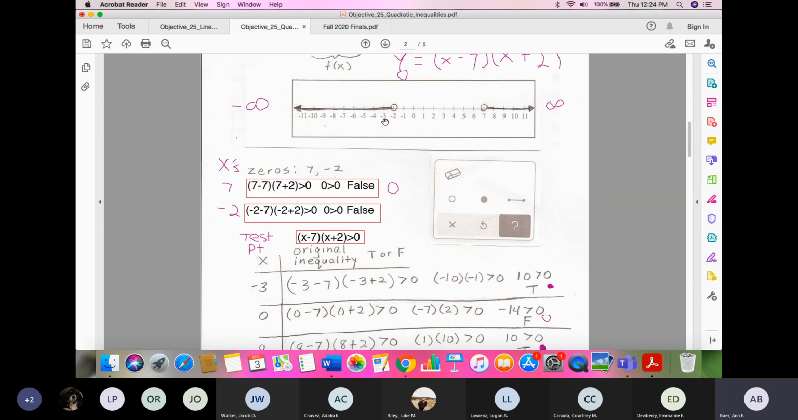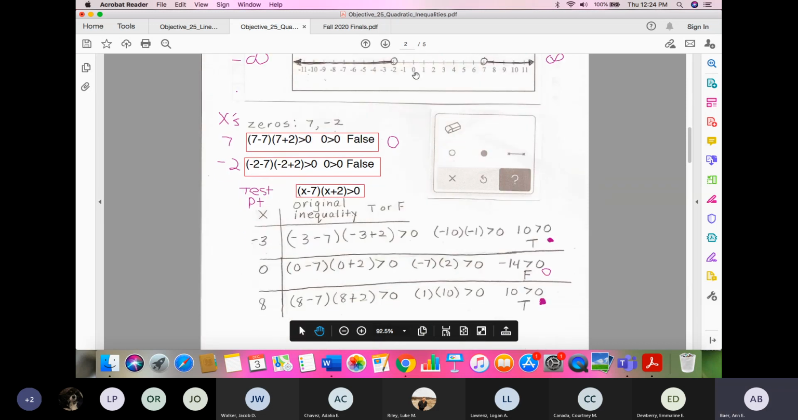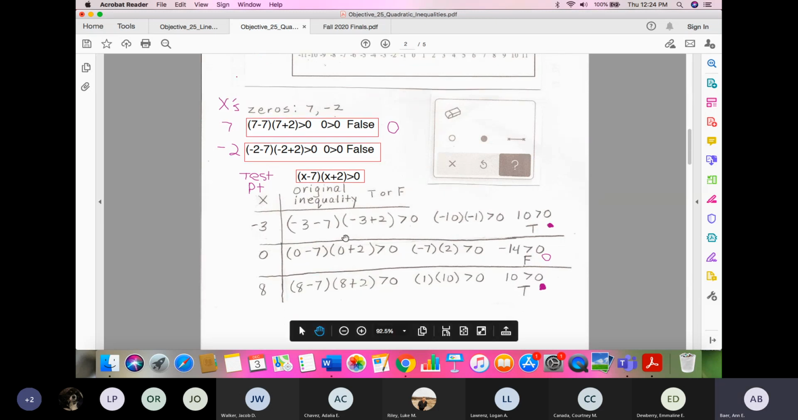So let's pick -3. Easy to work with. When you can, it's great to pick 0. So we'll pick 0 here. And over here, let's pick 8. And we're testing in the original inequality because that's what we want to graph, the original inequality. So the original inequality, I just retyped it in.